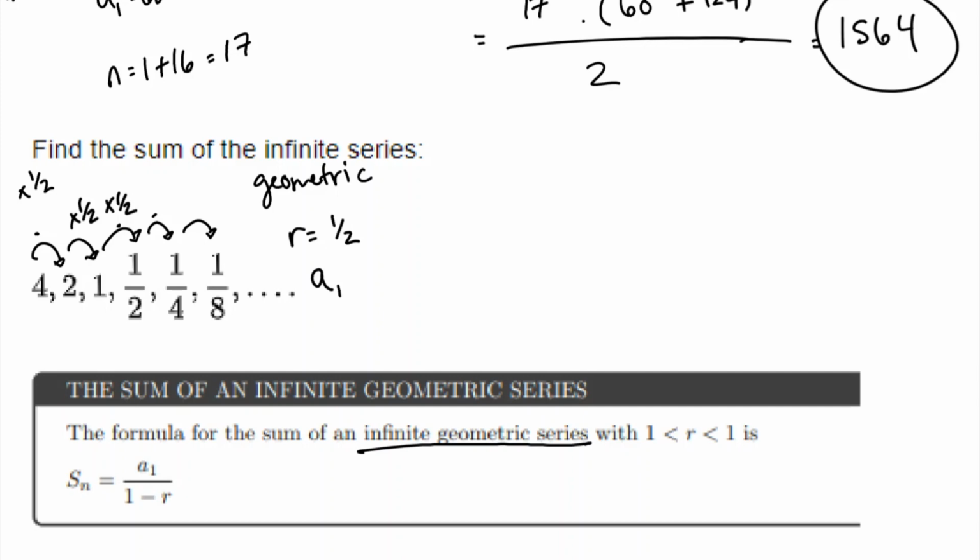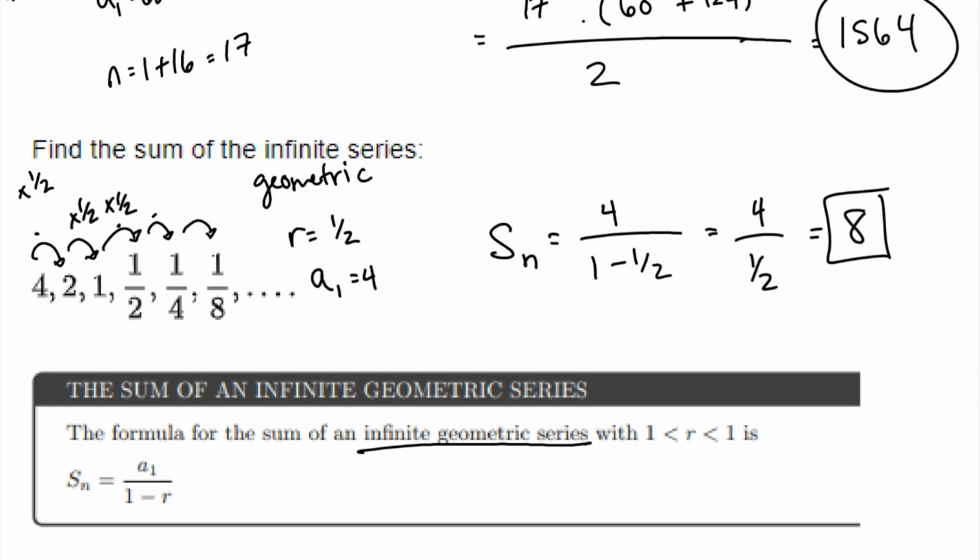My first term is 4. So the sum for this is 4 divided by 1 minus 1/2. Well, 1 minus 1/2 is 1/2. Sorry, I'm mixing all those up. 4 divided by 1/2. 4 divided by 1/2 is 8. So my final answer here is 8.